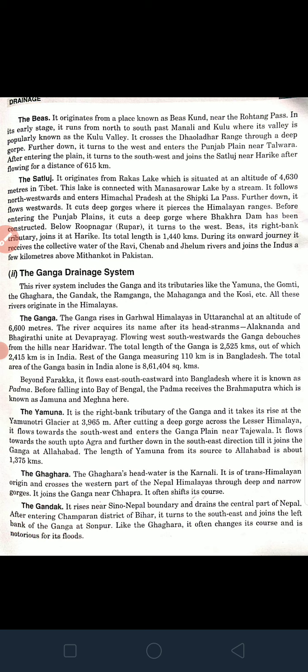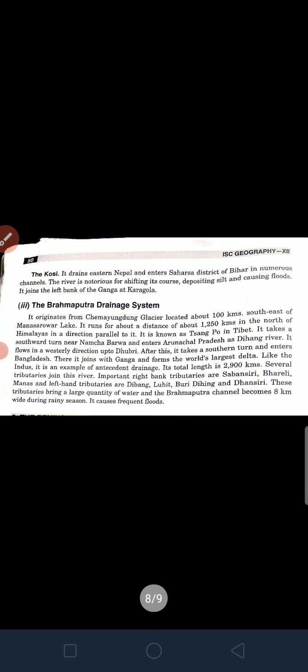Then the Gandak river rises near the Sino-Nepal boundary and drains the central part of Nepal. After entering Champaran district of Bihar, it turns to the southeast and joins the left bank of the Ganga at Sonpur. Like the Ghaggar, it often changes its course and is notorious for its floods.